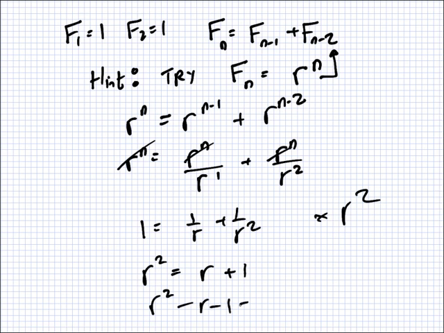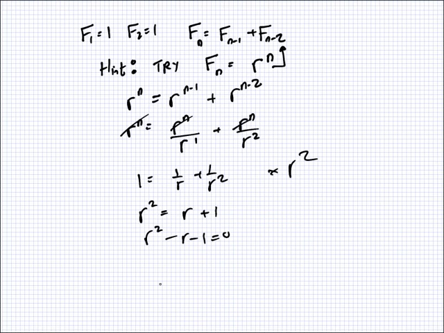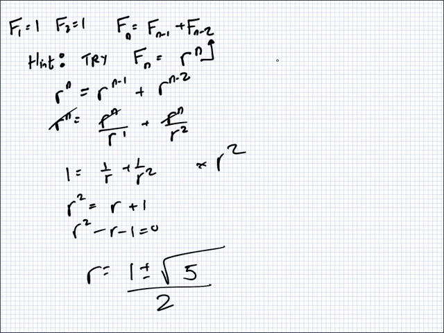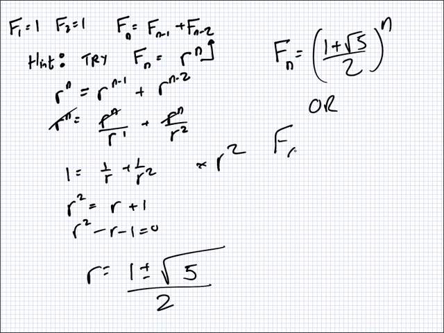minus R minus 1. Now don't bother checking, it has a solution but not factors, so you need to use the formula. If I use the formula here, R equals 1 plus or minus the square root of b squared minus 4ac, all over 2a. So we have two answers here that maybe work. We could say Fn equals (1 plus root 5 over 2) to the power n, or maybe Fn equals (1 minus root 5 over 2) to the power n.